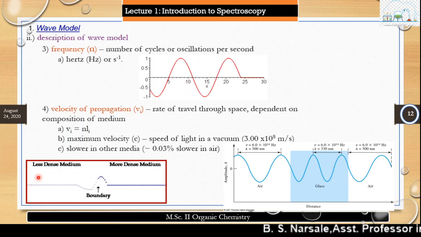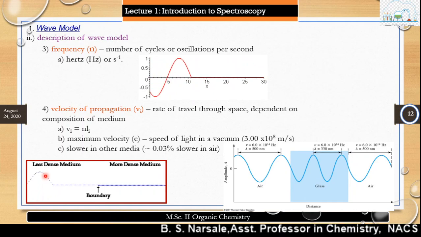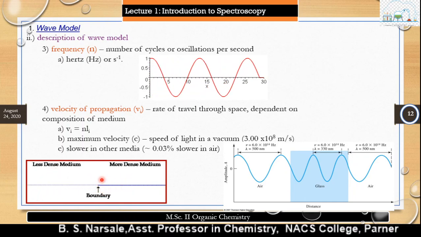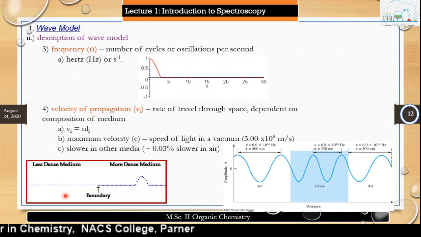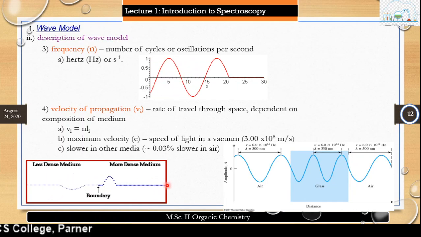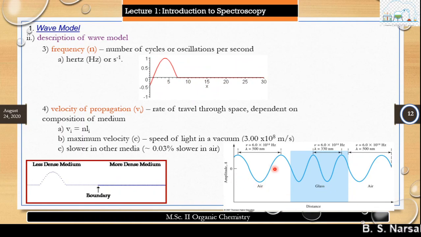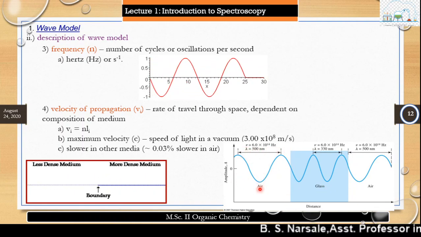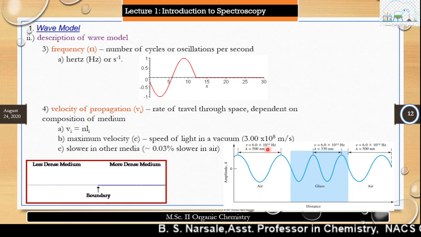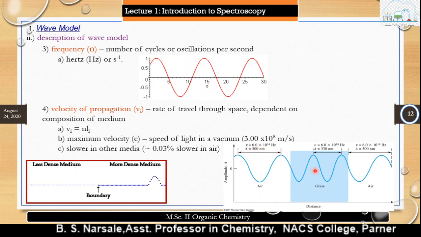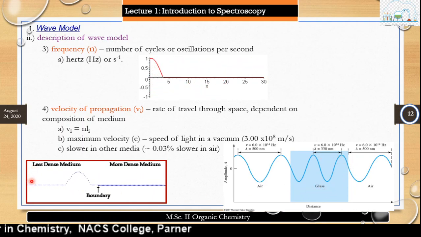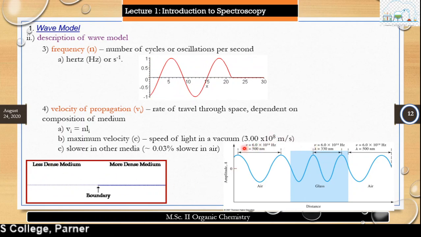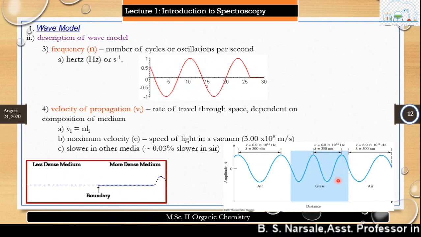If you look at a less dense medium, it will show the maximum, while in a more dense medium it has somewhat less frequency. This is what we observe when you transmit from a less dense medium to a more dense medium. This is a difference. In air, we observe that lambda max is 500 nanometers. In glass, it becomes 330 nanometers. That is, in a less dense medium the wavelength is more, and in a denser medium somewhat less wavelength will be observed.